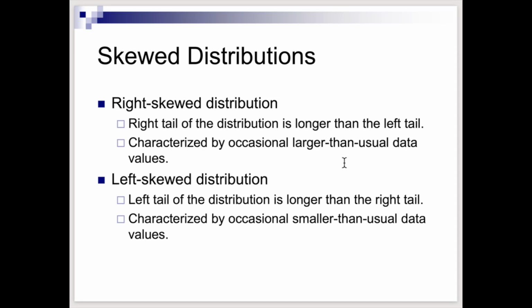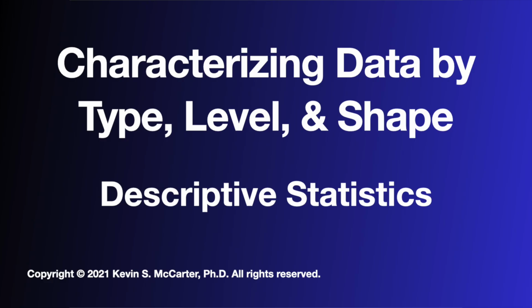On the other hand, a left-skewed distribution is a distribution where the left tail of the distribution is longer than the right tail, and we can also describe this as being characterized by occasional smaller than usual data values. So those are the various ways that we can characterize data.